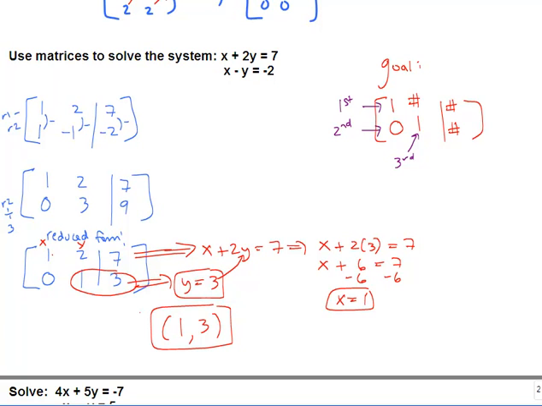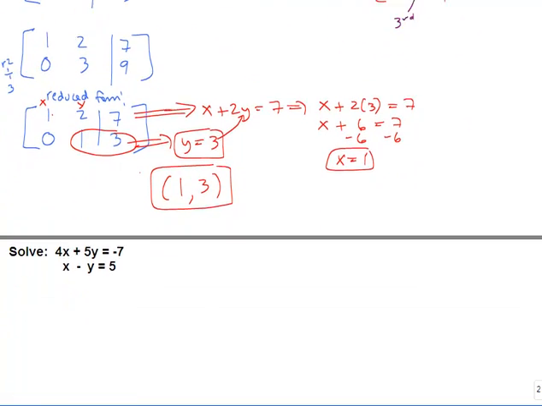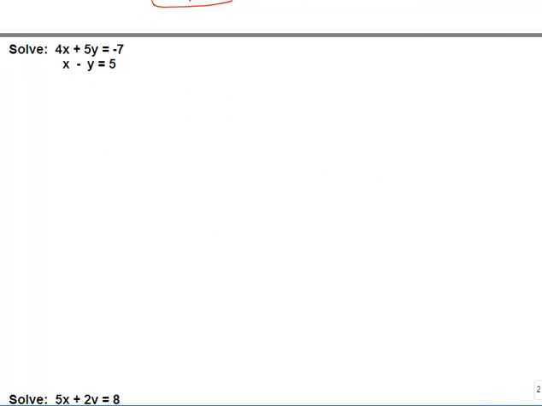Okay, so there's our first example. As I said earlier, if you've never done matrices before, this can sometimes be a little confusing, and it takes a few examples before it kind of sinks in. So let's try another one.